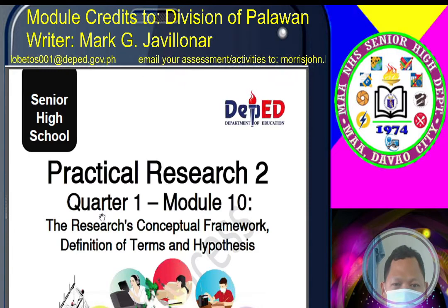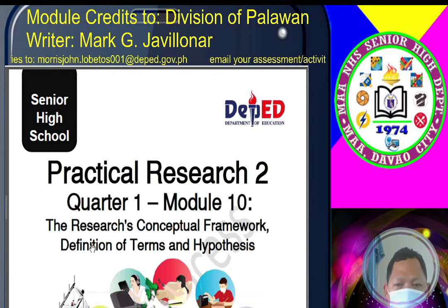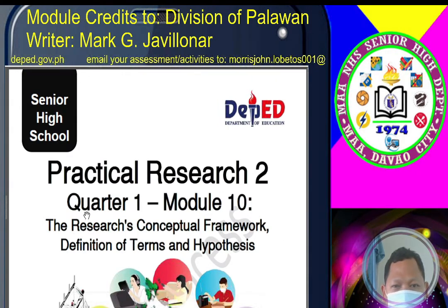So, in this module, it talks about the conceptual framework and definition of terms and hypothesis. To give you an advanced idea of what a conceptual framework is, this is the structure of your study. By merely looking at this framework, you can easily determine the variables and the methodology used by the researcher, using the conceptual framework alone. Let's discuss that further later.